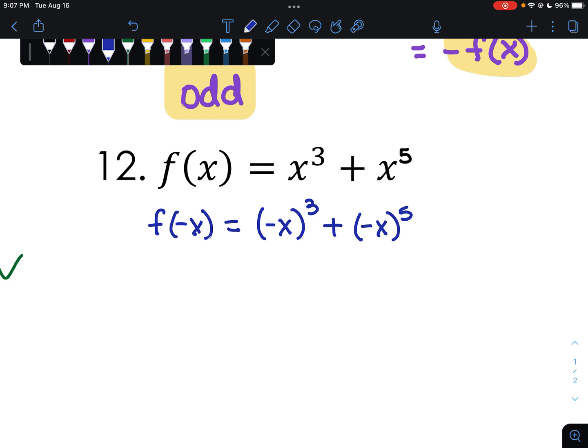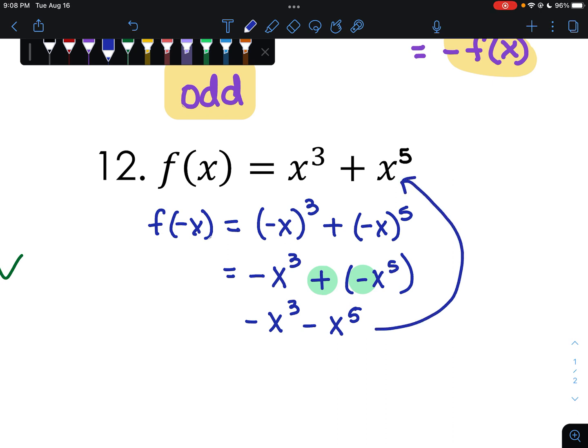And I evaluate. So negative x to the third power is a negative x to the third power, plus a negative x to the fifth power is a negative x to the fifth power. So now I have plus a negative, which means I can rewrite it as just a minus sign. So I have a negative x cubed minus an x to the fifth.